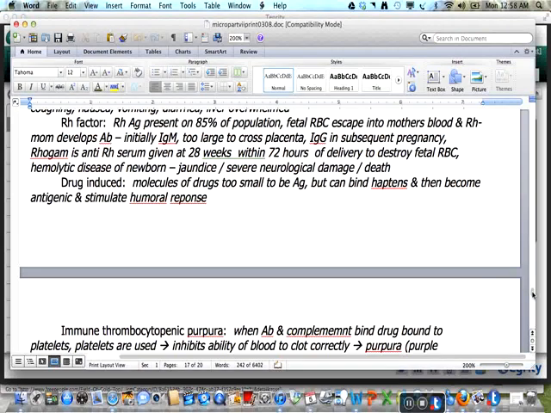Type 2 reactions may also be drug-induced. Although the molecules of the drugs are too small to be antigens, they can bind haptens and become antigenic, stimulating a humoral response. Immune thrombocytopenic purpura occurs when the antibody and complement bind drugs bound to platelets. The platelets are lysed, and this destroys the ability of the blood to clot correctly, resulting in purpura, seen as purple hemorrhages under the skin.